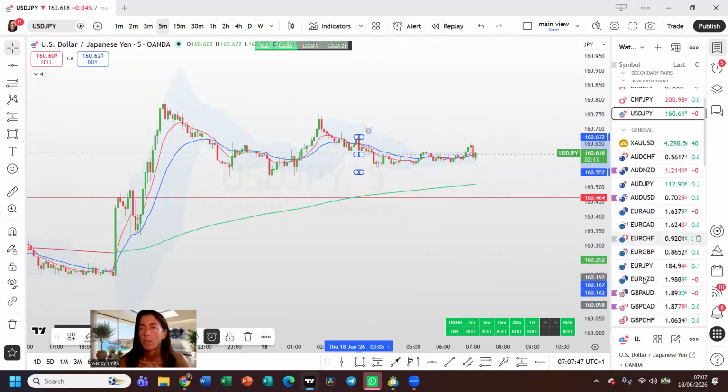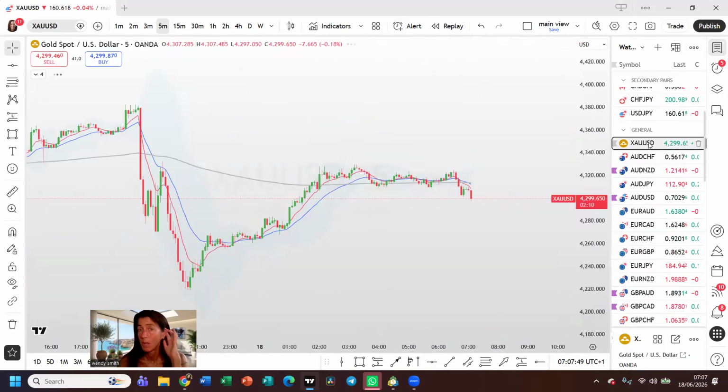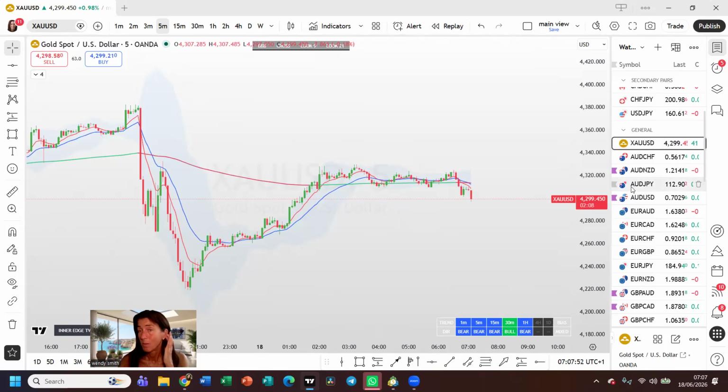And then, out of curiosity, let's have a look at a couple of random pairs. What's gold doing? No, it's out of whack. Oh, it's just come back into whack. So that's going bearish. It's had its cross. I don't take pullbacks on gold. I only ever trade it on the crossover, so I would have missed that.